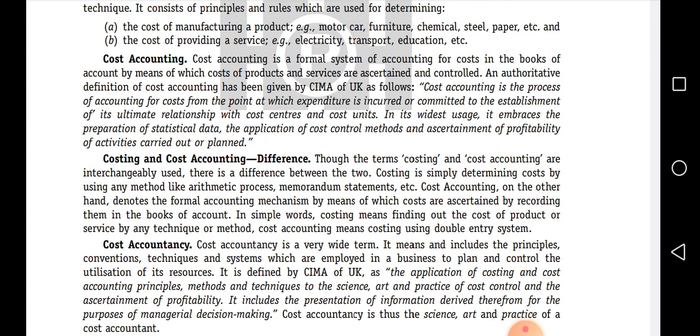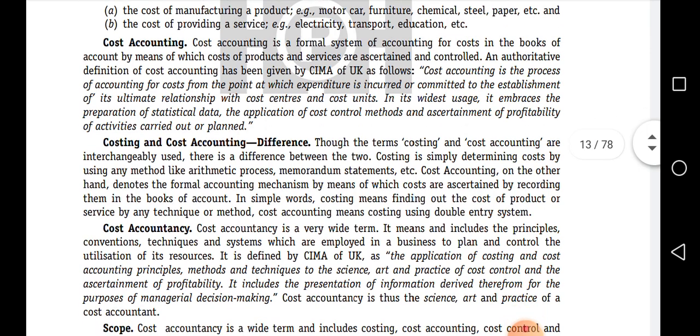Here cost accountancy refers to what? Cost accountancy is a very wide term. It means and includes the principles, conventions, techniques, systems which are employed in a business to plan and control the utilization of its resources.